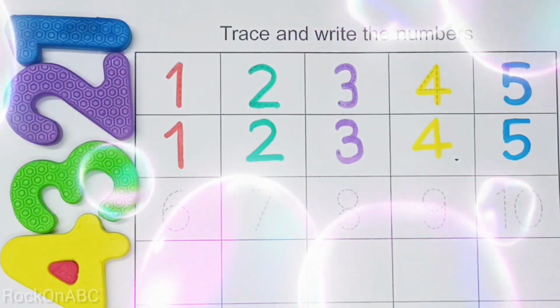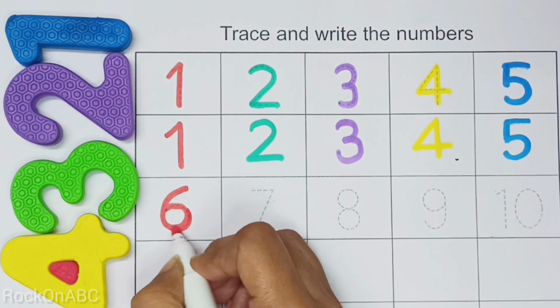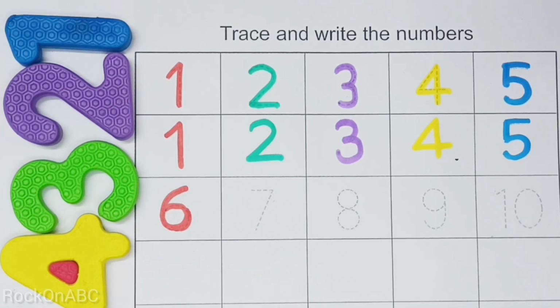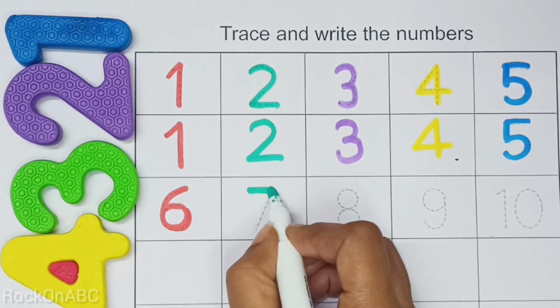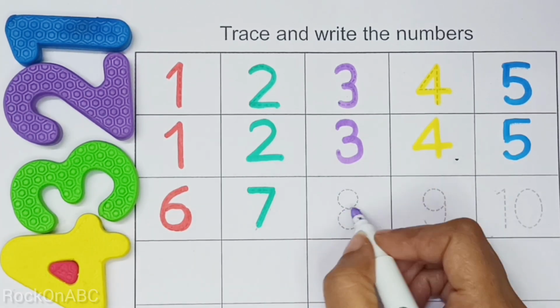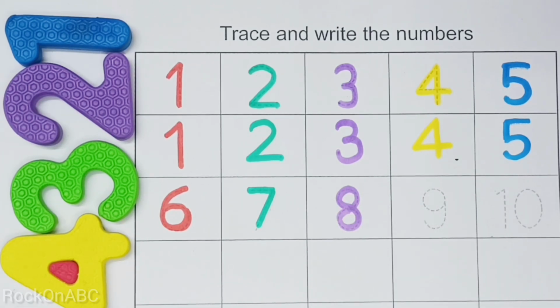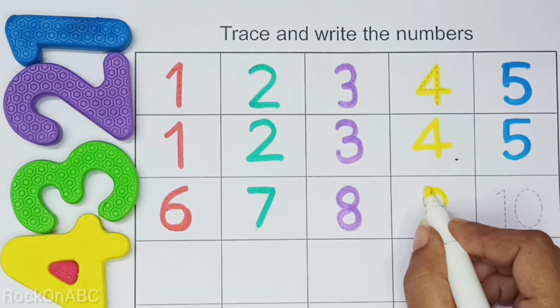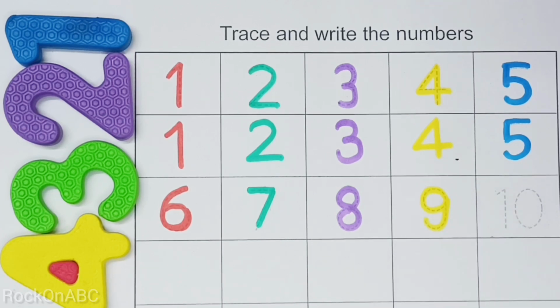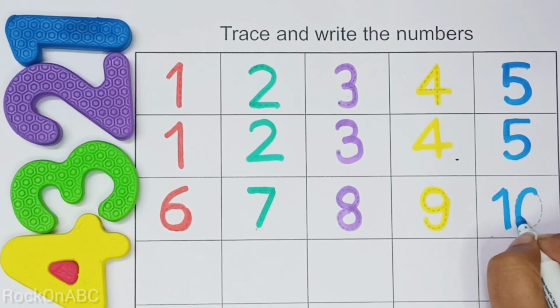Now let's move to number 6. Number 6 red color. Now number 7. Number 8 violet color. Yellow color. Number 9. Now I am going to trace number 10 with blue color.